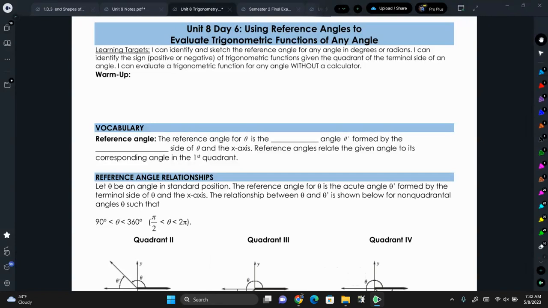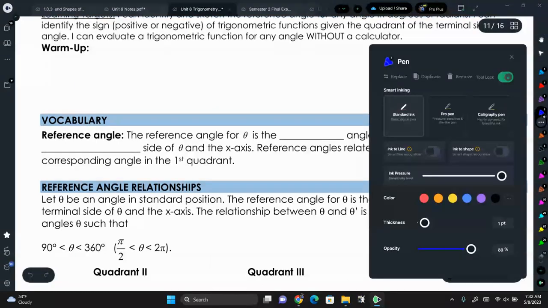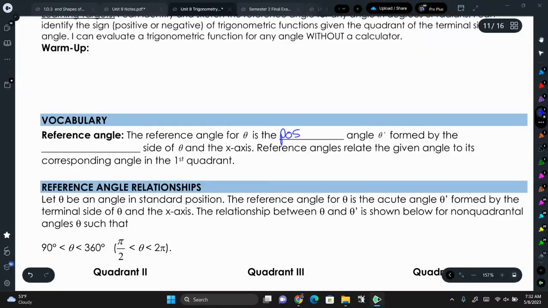Today we're going to talk about something called reference angles. Reference angles are something you can use to help you figure out the sine or cosine values of a trig function that's on the unit circle. A reference angle is the positive angle formed by the terminal side of the angle theta and the x-axis. Reference angles relate the given angle to its corresponding angle in the first quadrant.